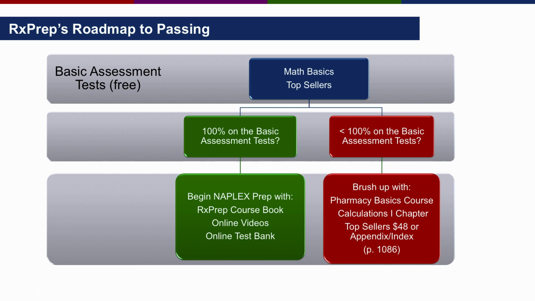NAPLEX does use a lot of brand names, and that top seller course is fun to remediate, I think, because we've prepared a test bank called Top Sellers. It's $48. You can remediate that way. I would do that because I like to take quizzes, but I'm known for being a little strange, actually, so you might prefer to use the course book.